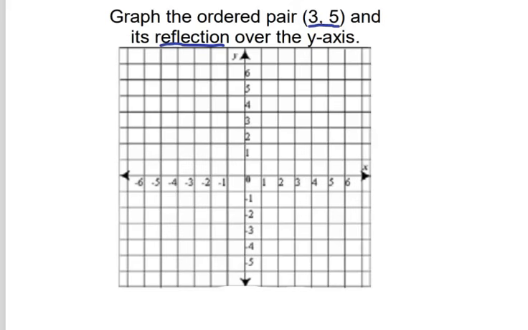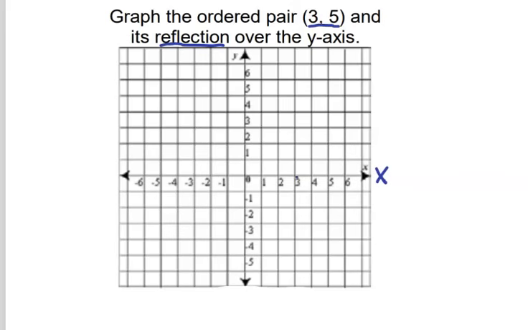So let's go ahead and graph the (3, 5). Okay, so we're going to start right here at the origin, and we're going to go (3, 5). Well, you always go across the x-axis first. So we're going to go 1, 2, 3. So it's going to be right around there where I put the little dot.